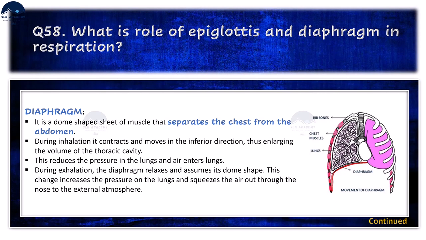Diaphragm. It is a dome-shaped sheet of muscle that separates the chest from the abdomen. During inhalation, it contracts and moves in the inferior direction, thus enlarging the volume of thoracic cavity. This reduces the pressure in lungs and air enters into lungs. During exhalation, the diaphragm relaxes and assumes its dome shape. This change increases the pressure on the lungs and squeezes the air out through the nose to the external atmosphere.